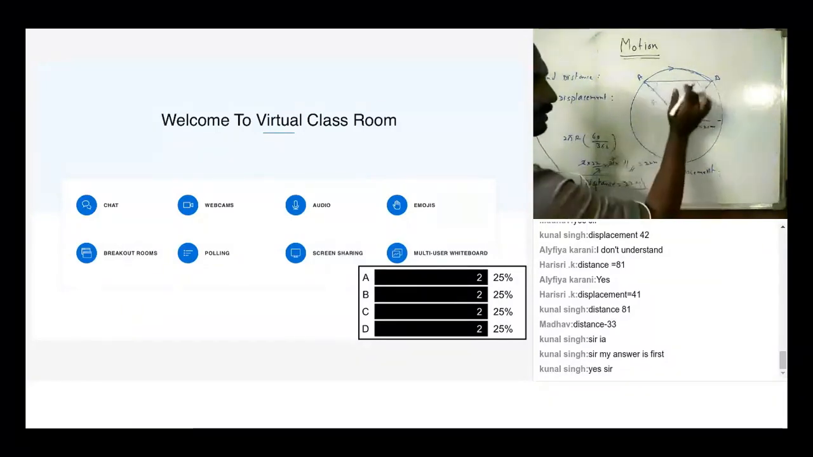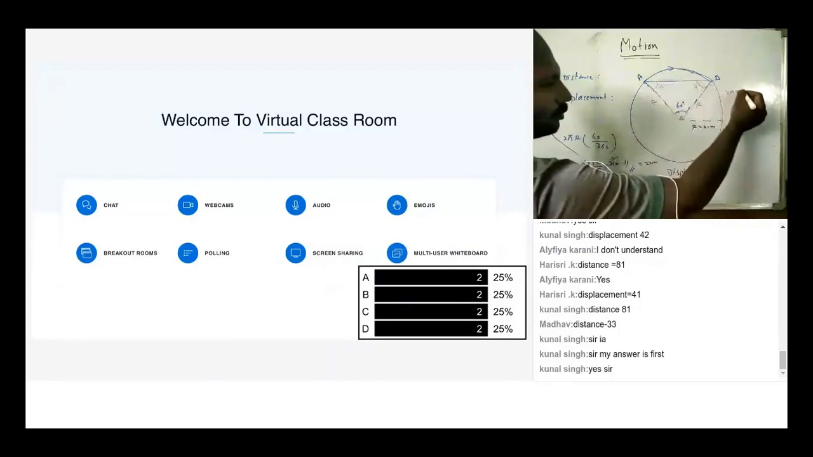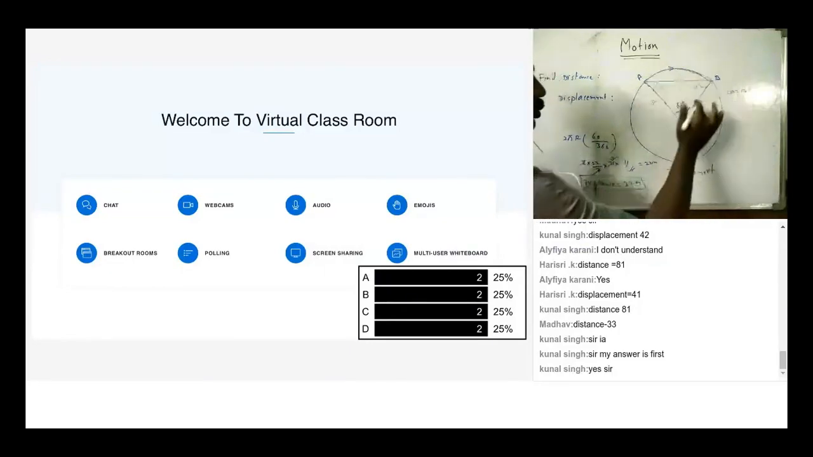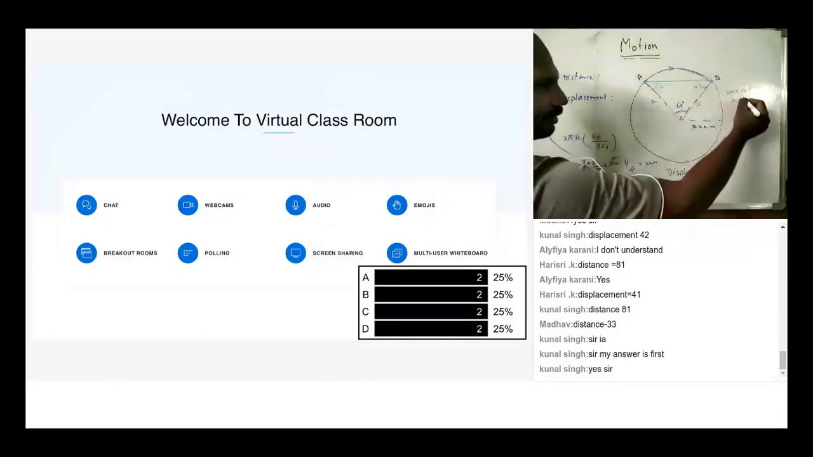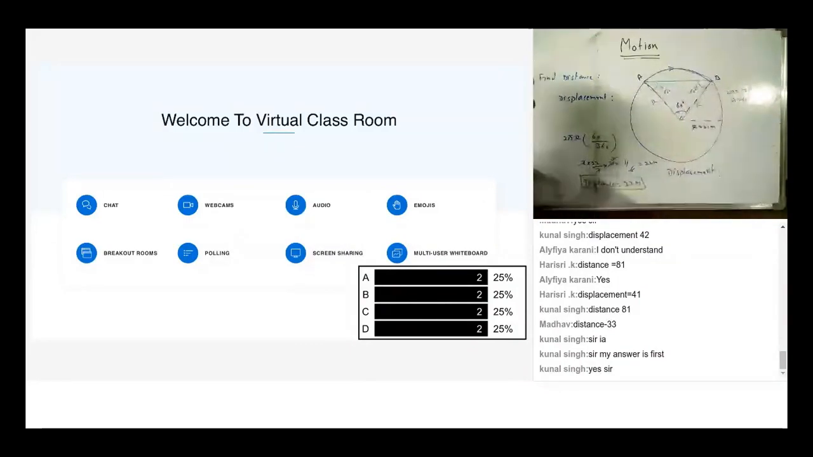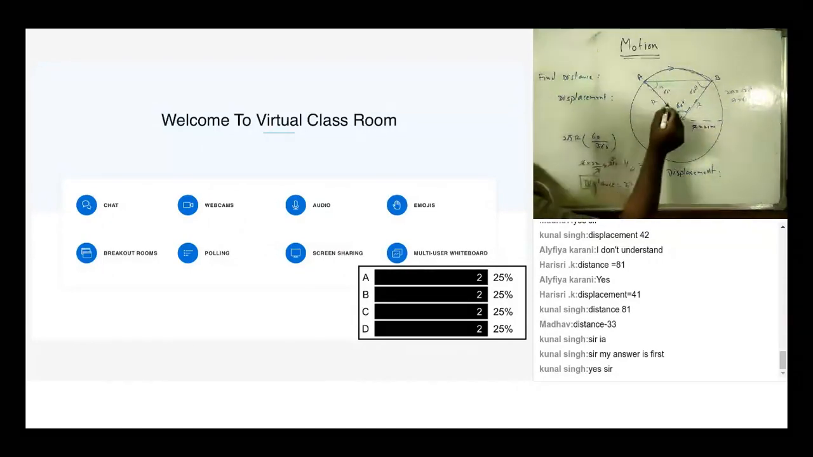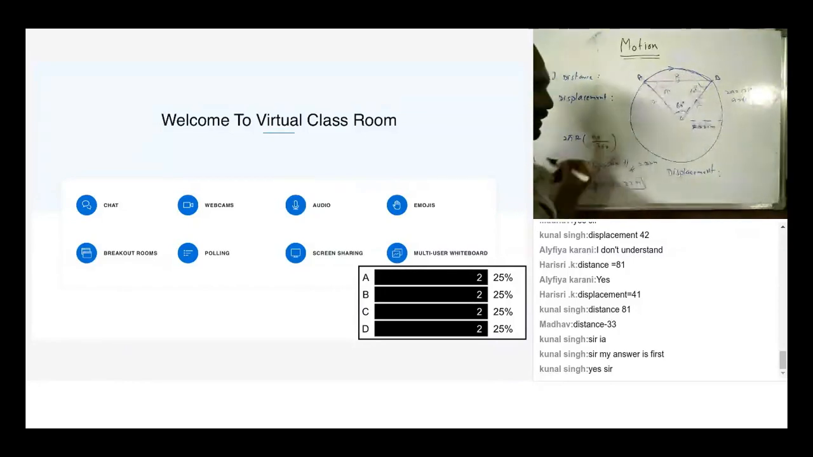Now what kind of a triangle is this? Equilateral triangle. So if this is R, this is R, how much will this be? This is also R. In an equilateral triangle, all three sides are equal. So what is displacement? A to B is R. What is radius? Radius is equal to 21 meters. So displacement is 21 meters. Is that clear to all of you?